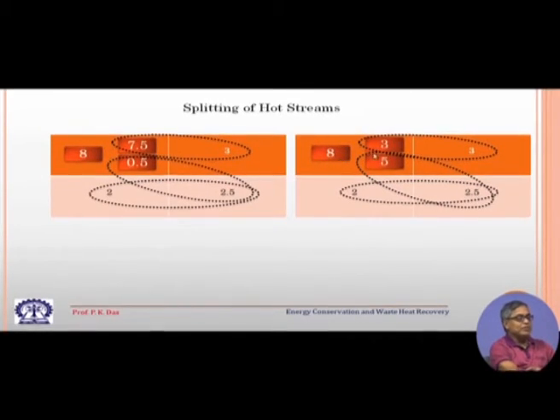Or this stream with heat capacity rate 8 we can divide it into 3 and 5. So, there we are getting 3 matchings, all 3 are workable, because you see the 3 and 3, that is workable, and 5 and 2.5, that is also workable. So, with this let us go to the next level.